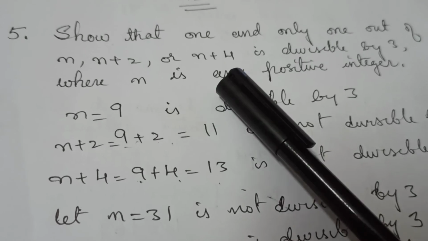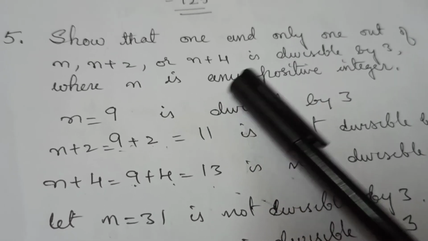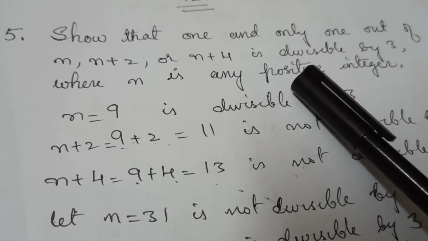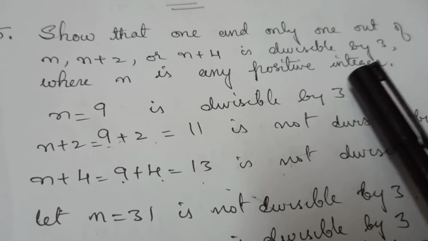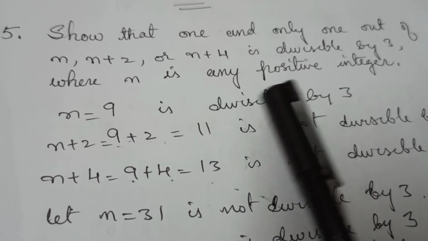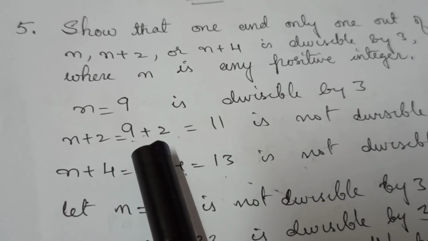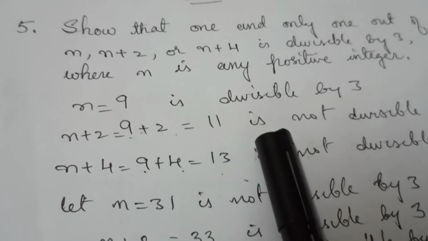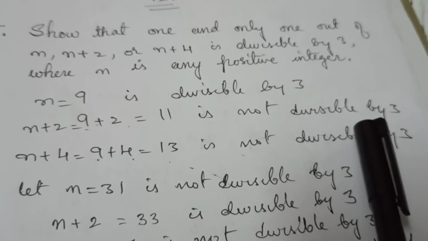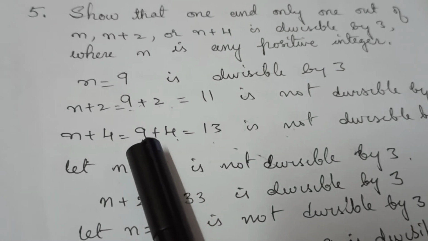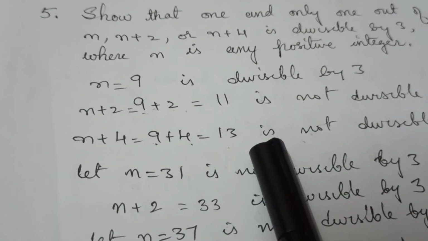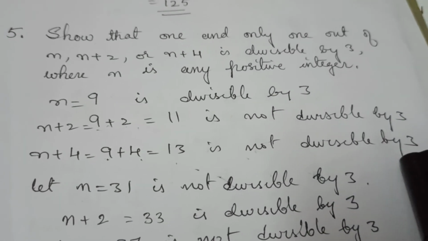Coming to the fifth problem, show that one and only one out of n, n plus 2 or n plus 4 is divisible by 3, where n is any positive integer. Suppose n equals 9, it is divisible by 3. n plus 2, it is 9 plus 2, 11, it is not divisible by 3. n plus 4, that is equal to 13, is not divisible by 3.